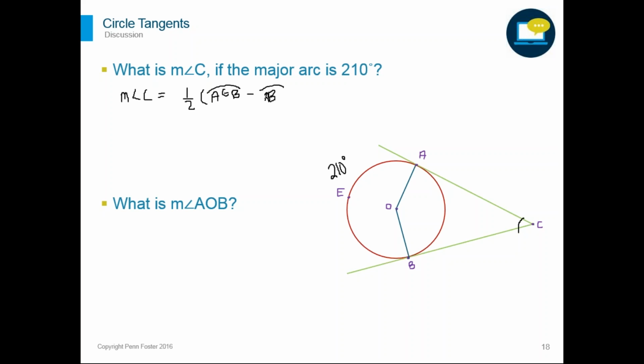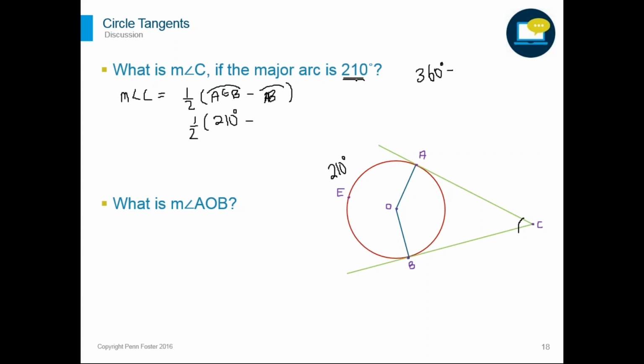That's AB. So AB, that's a minor, and then the major is this one. I know the major. It's given in the question. So put 210 in place of that. I still have the half outside. Minus, what is the measure of the minor one, AB? What do you think? Something factual about the circle. A complete circle is 360, right?